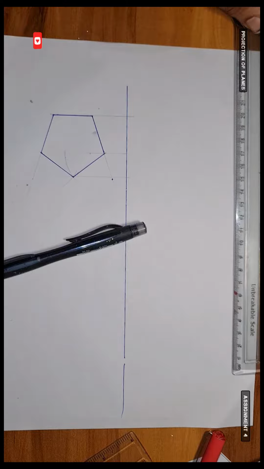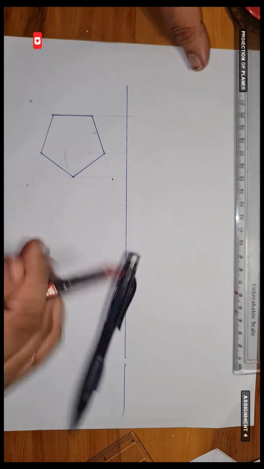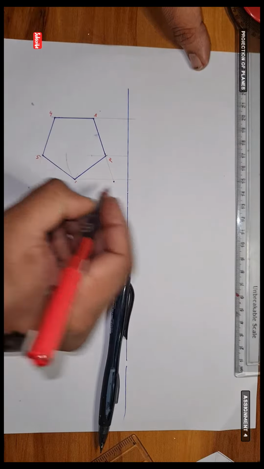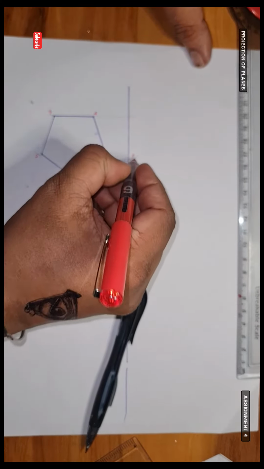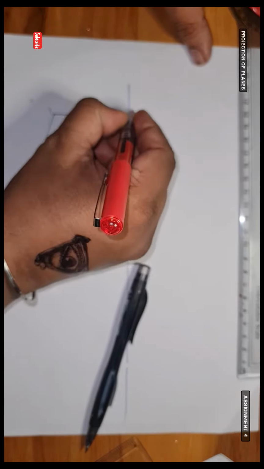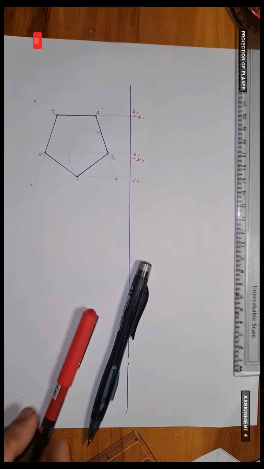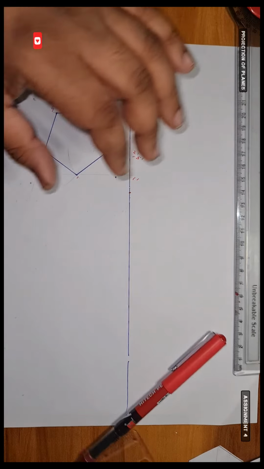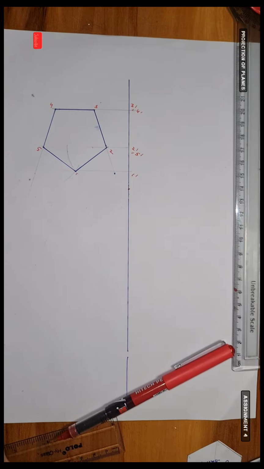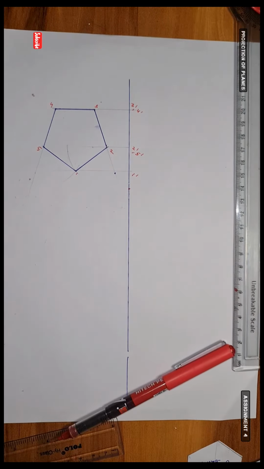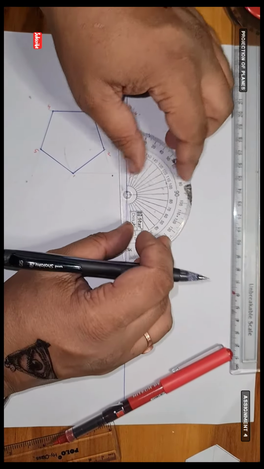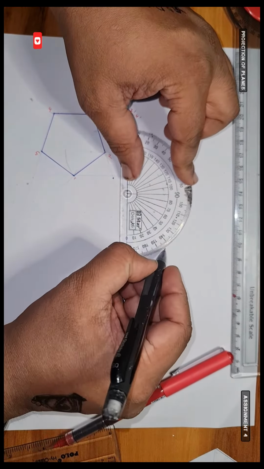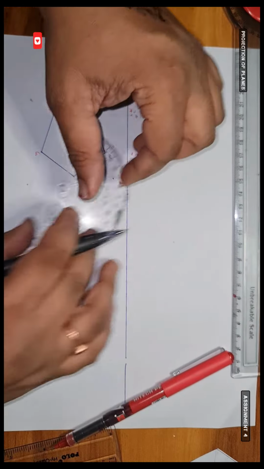You need to mark the points. This is 1 2 3 4 5. This would be 1 dash comma 2 dash comma 5 dash. This would be 3 dash comma 4 dash. Now you make a line at an angle of 45 degrees, because the lamina is making an angle of 45 degrees with the HP. This is 40 and this is 45.